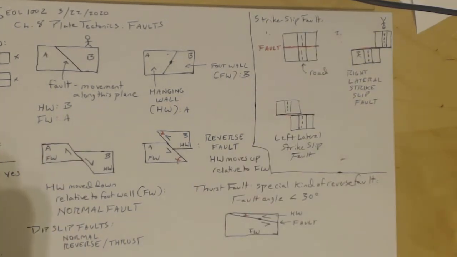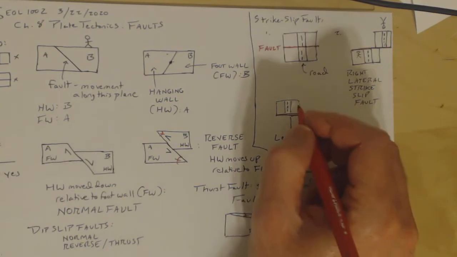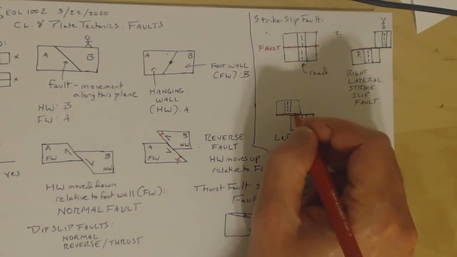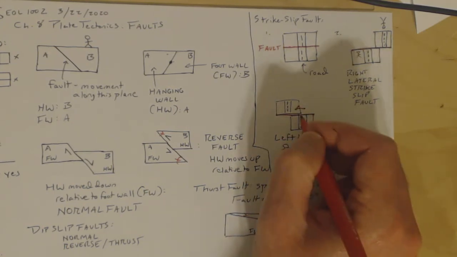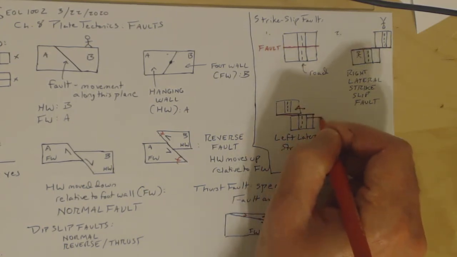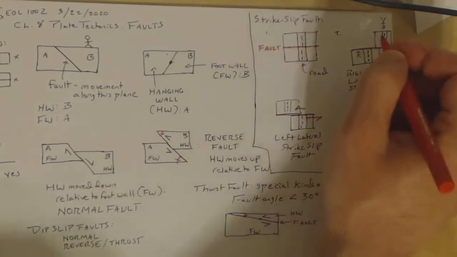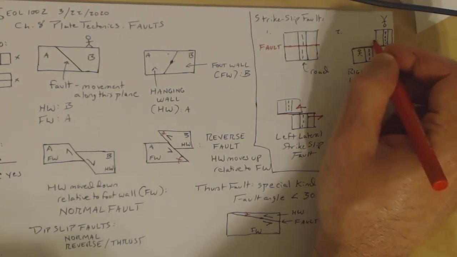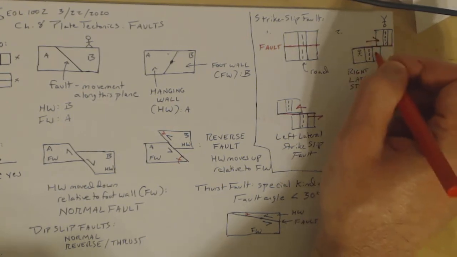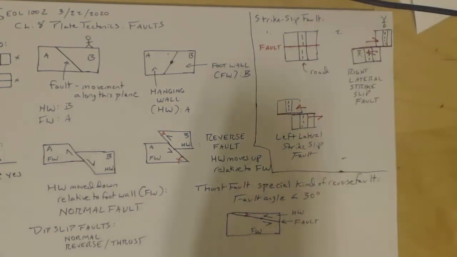Again, with faults, we like to indicate direction of motion. So in a strike-slip fault, it would look like this, where this plate is moving in this direction, and the plate below is moving in this direction. The reverse for a right lateral: the plate above the fault line is moving to the right. The plate here is moving in the opposite direction.